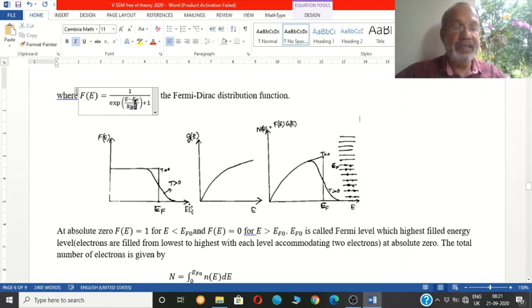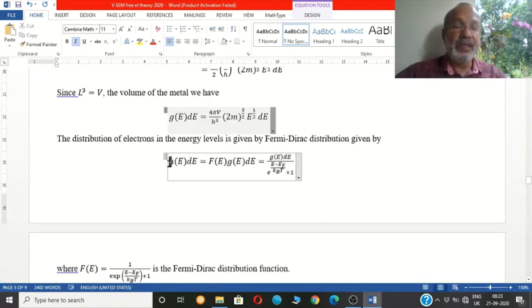And after that, when E is greater than EF, the numerator is a positive quantity and the denominator is 0. A positive quantity divided by 0 is positive infinity. So e raised to infinity is itself infinity, and infinity plus 1 in the denominator is infinity. So 1 by the entire function is 1 by infinity, and that becomes 0. So it is plotted here.